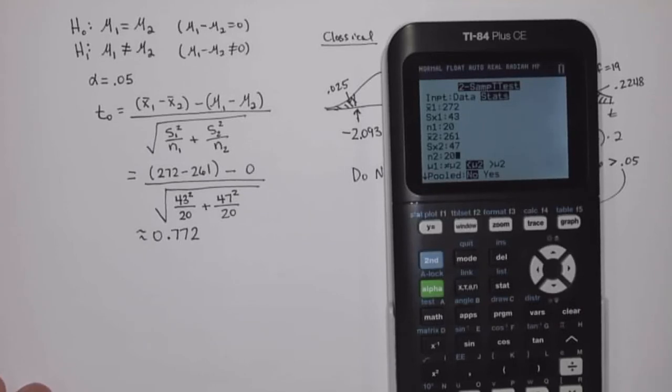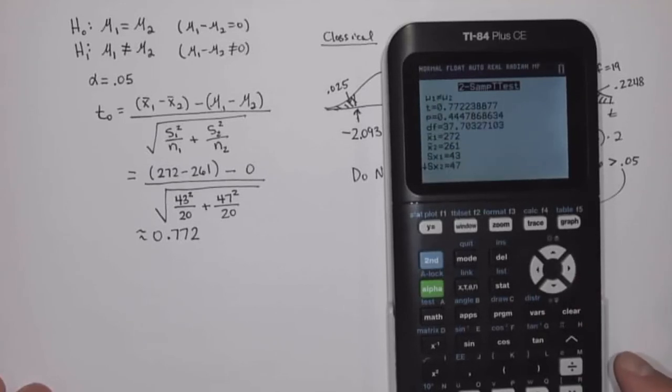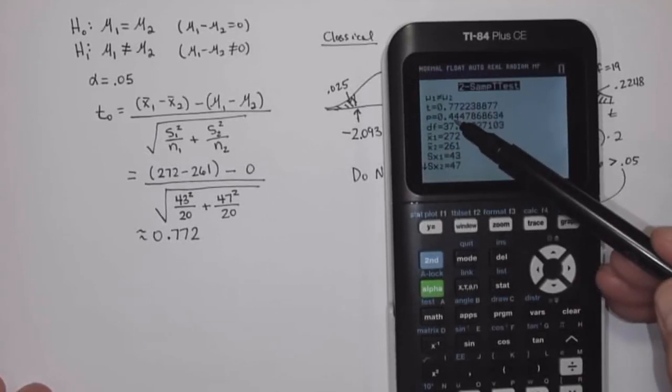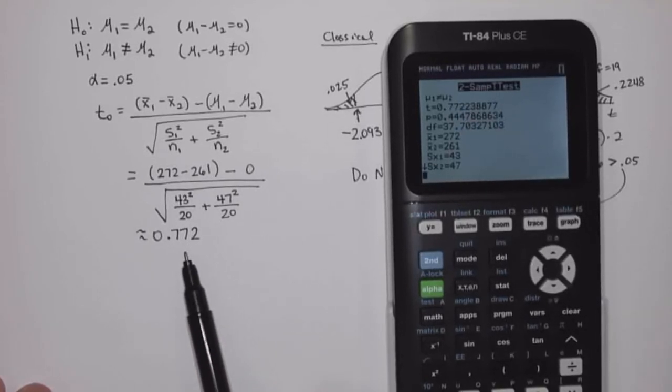For our alternative hypothesis, we wanted the not equals to. And for pooled, we're going to leave that option on no. And so if I calculate, I get our test statistic, 0.772, which agrees with the result we obtained by hand.